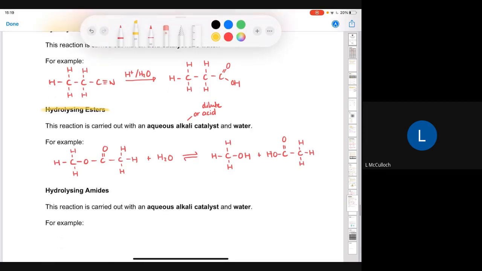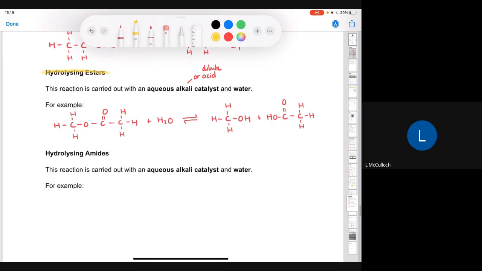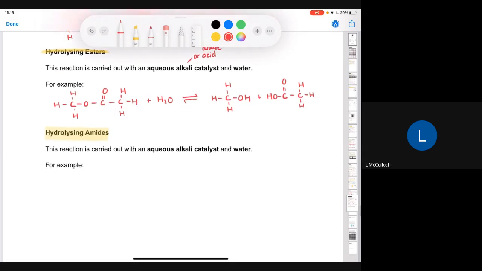And then our final way of preparing a carboxylic acid that we deal with at Advanced Higher is hydrolyzing amides. Again, this is revision from Higher Chemistry, from the proteins topic. Again, this reaction is carried out with an aqueous alkali or dilute acid catalyst. So for example, I'm going to take an amide. This will also remind you what an amide looks like.